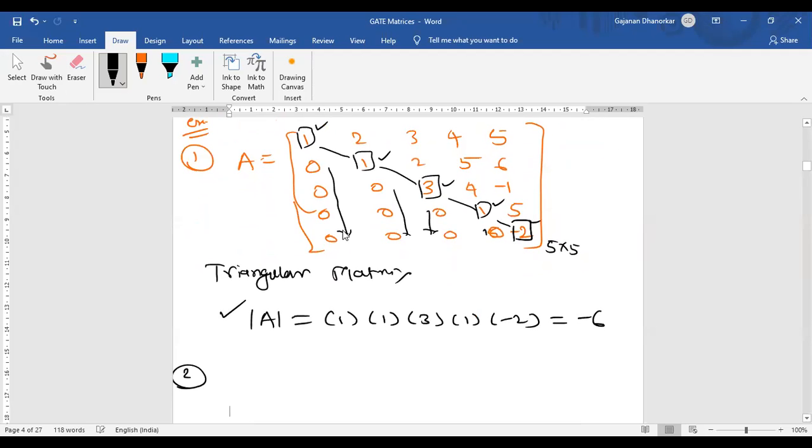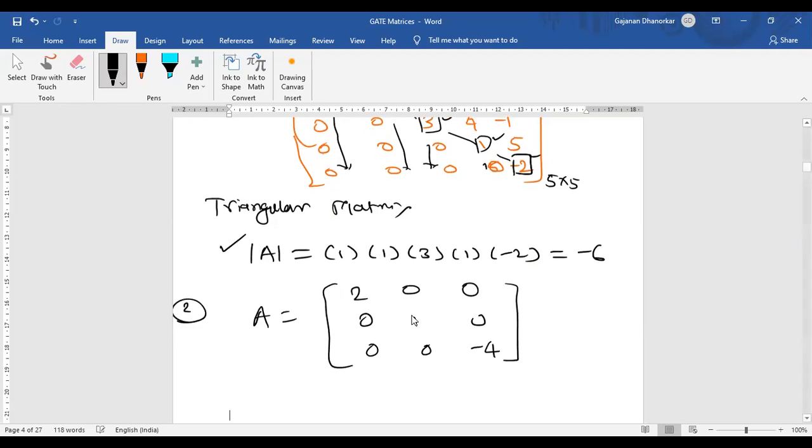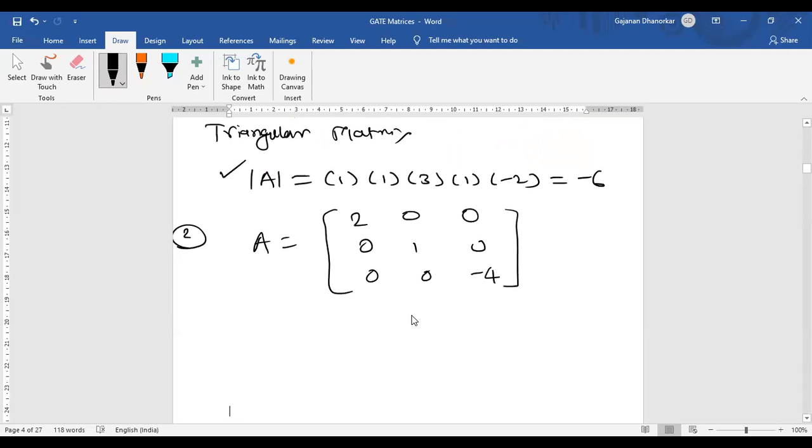Second, if I have A equal to 2, 0, 0, 0, 3, 0, 0, 0, 1. This matrix, which type is this? Is it a square matrix? Yes, this is a square matrix. It is triangular, both upper triangular and lower triangular. When a matrix is of this type, all these are the diagonal. This matrix is called a diagonal matrix.